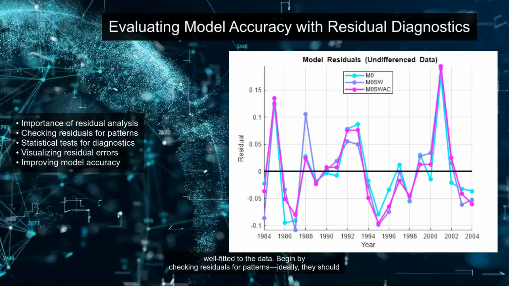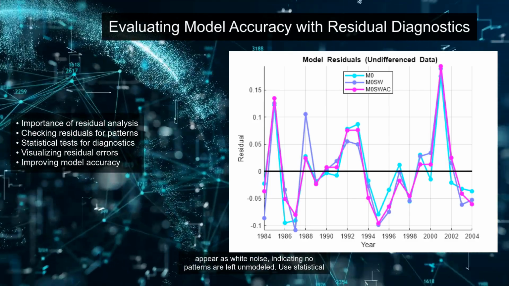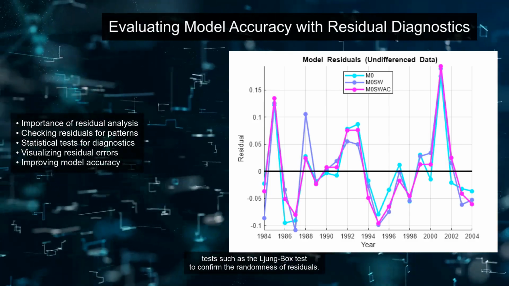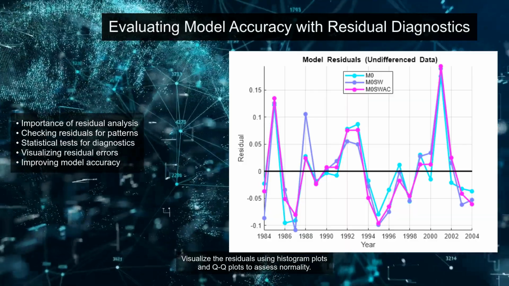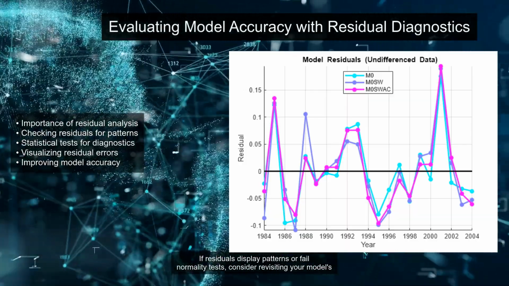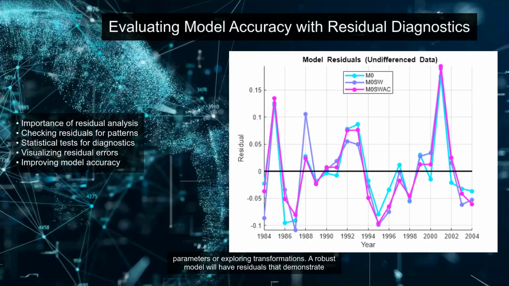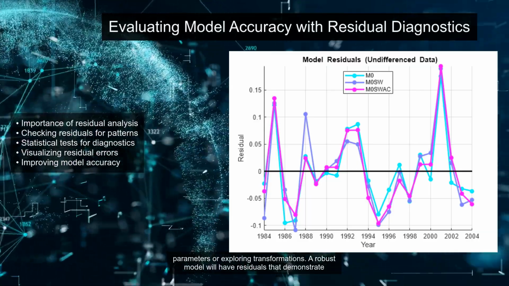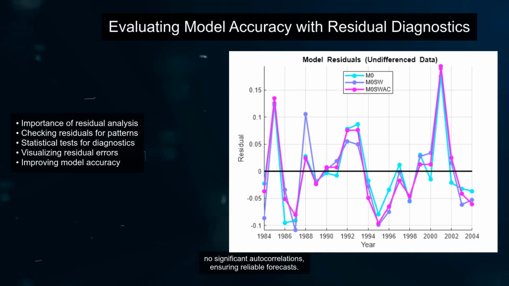Begin by checking residuals for patterns. Ideally, they should appear as white noise, indicating no patterns are left unmodeled. Use statistical tests such as the Ljung-Box test to confirm the randomness of residuals. Visualize the residuals using histogram plots and QQ plots to assess normality. If residuals display patterns or fail normality tests, consider revisiting your model's parameters or exploring transformations. A robust model will have residuals that demonstrate no significant autocorrelations, ensuring reliable forecasts.